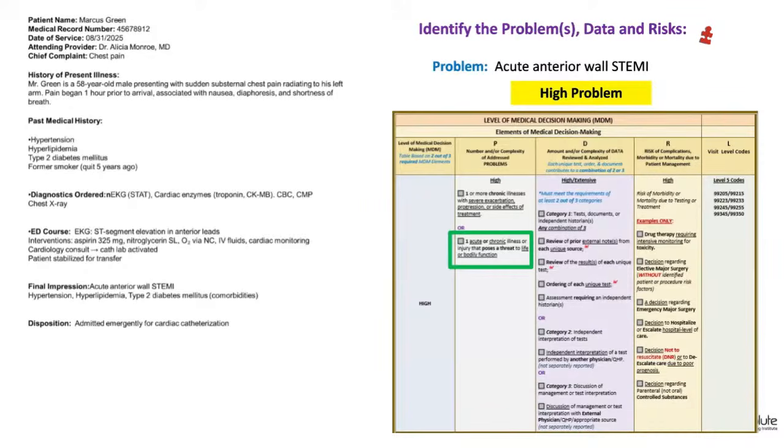Now we're going to use this AMCI PDR chart to go ahead and score it. So you can see that we have a high problem. It's pretty obvious that it's a high problem because this is an acute myocardial infarction and it falls under high, because it's one acute or chronic illness or injury that poses a threat to life or bodily function, right? So it is high.